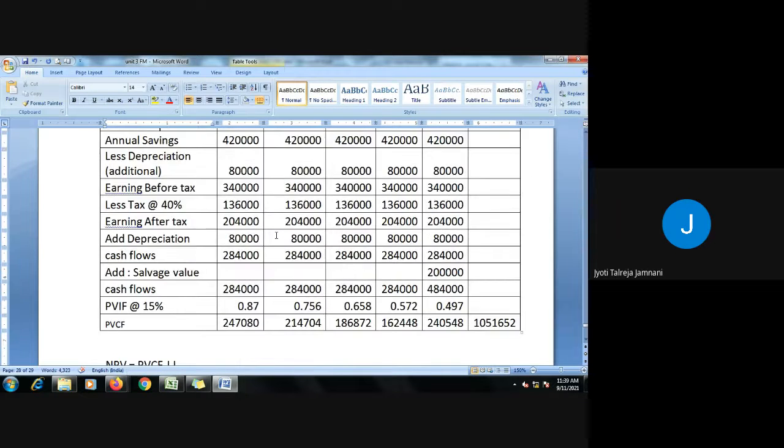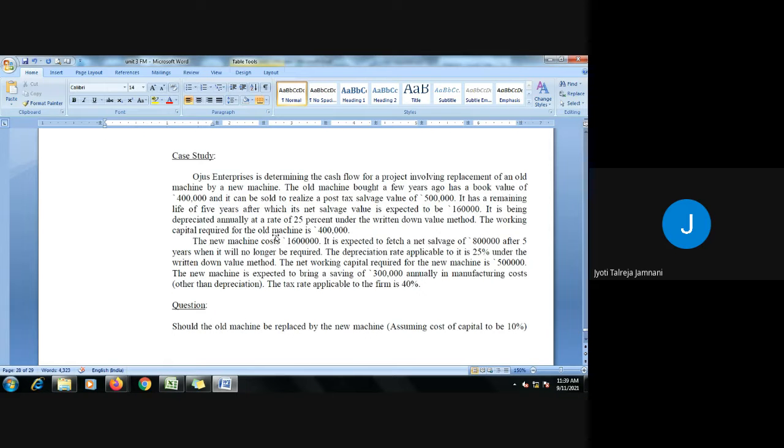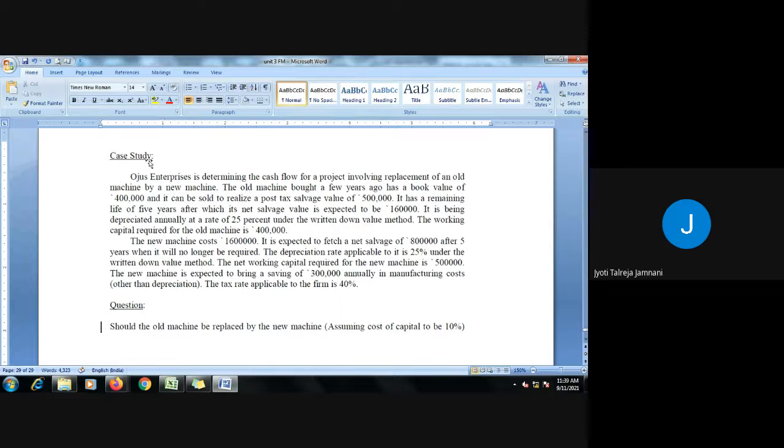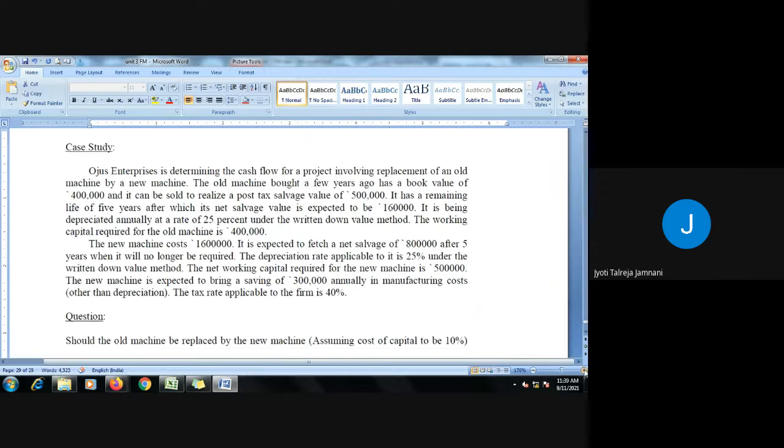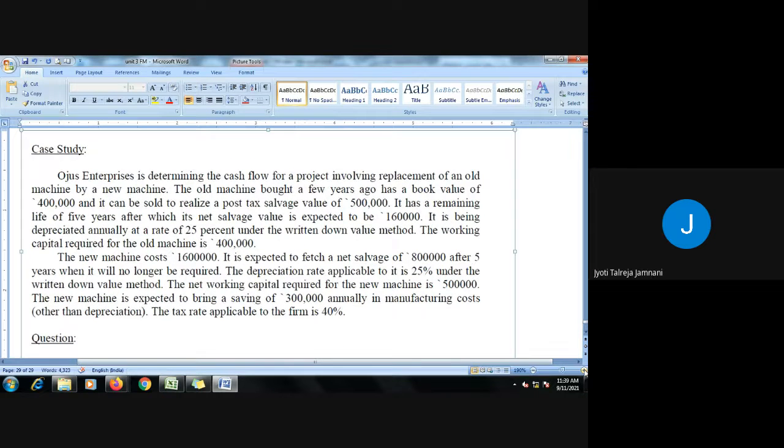Okay, let's go to the last sum of this chapter. Ojas Enterprises. I'll just try and expand it a little more so that it's visible for you. Ojas Enterprises is determining the cash flows for a project involving replacement of an old machine by a new machine. The old machine bought a few years ago has a book value of rupees 4 lakh and it can be sold to realize a post-tax salvage value of rupees 5 lakh.